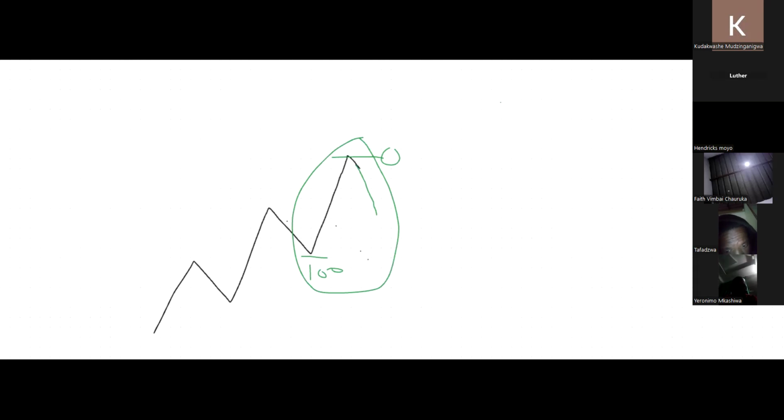Right. So, like I said, let's try to zoom in on how this area is going to look.